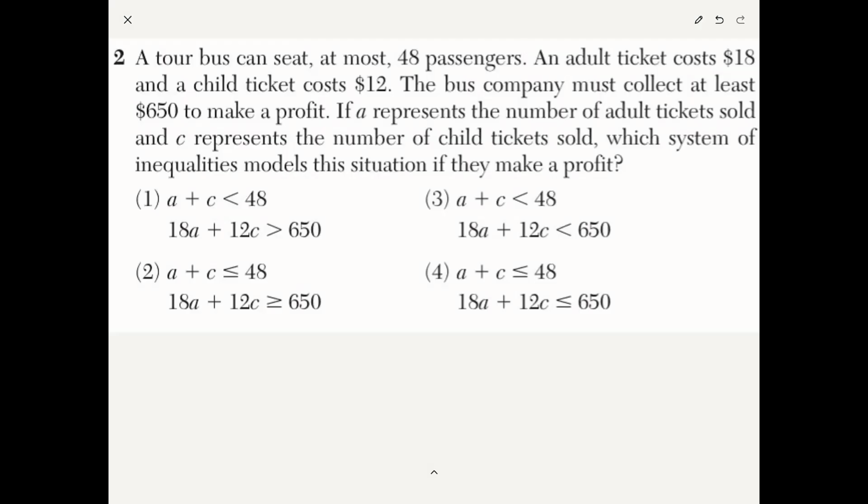All right, so now the key words that you need to focus on, and the reason that you know this is going to be an inequality is because of these words right here, at most and at least. Okay, so what does at most mean? If I said this bus can seat at most 48 passengers, that means I can have 1 passenger, 2 passengers, 3 passengers, 4 passengers, all the way up to 48. If I have 49, I'm going to lose 1 passenger because we only have 48 seats.